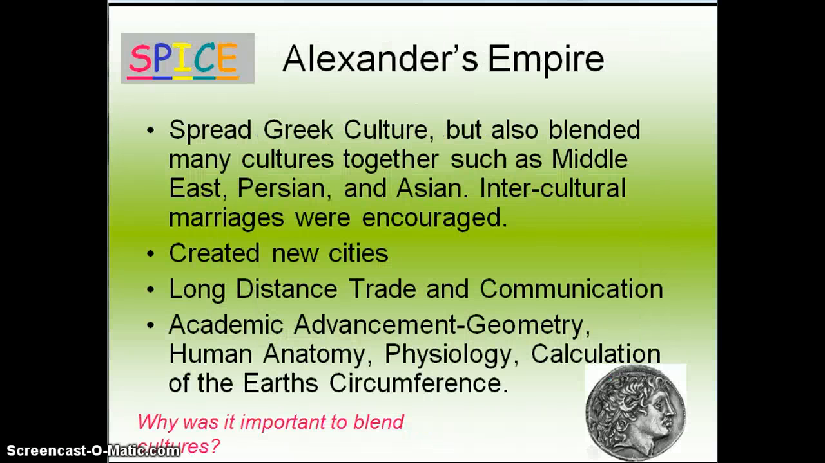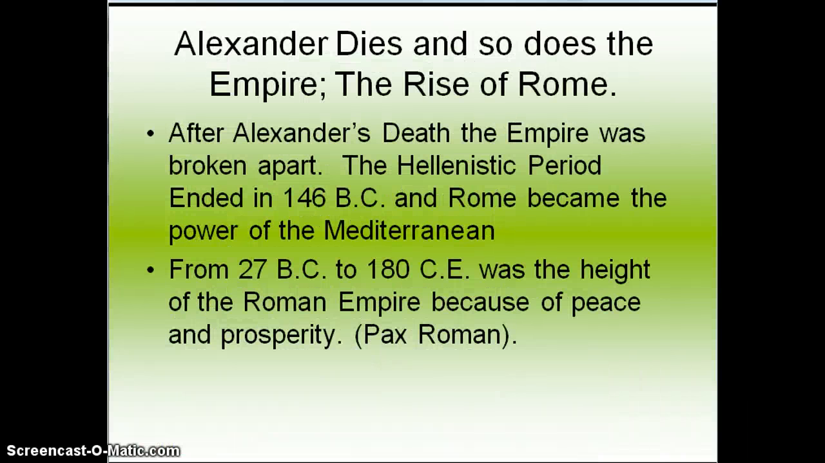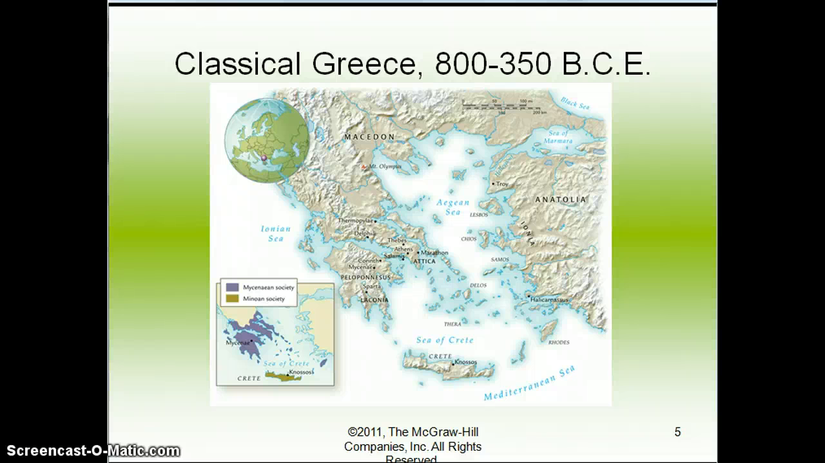And so just as a quick review, during Alexander the Great's empire, Greek culture was spread towards the east, the Middle East, Persia, and into Asia. New cities were created, long-distance trade and communication took place, and there were many achievements such as geometry, human anatomy, and mathematics. And upon his death, the empire was broken apart, but the Greek culture played an important part in unifying the region. And so this has been our screencast on ancient Greece.